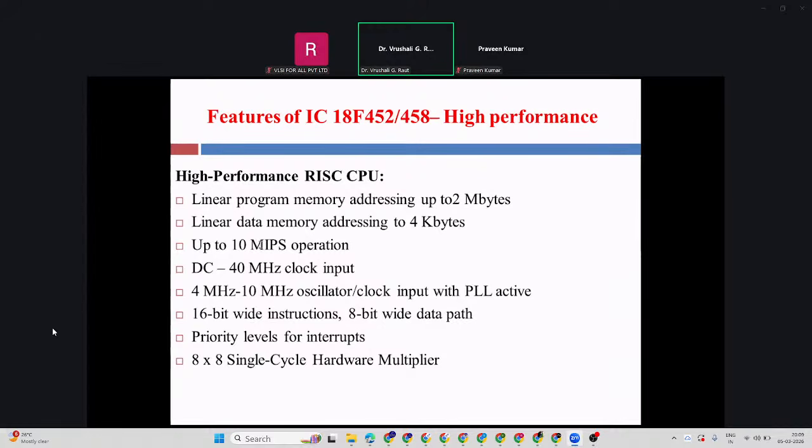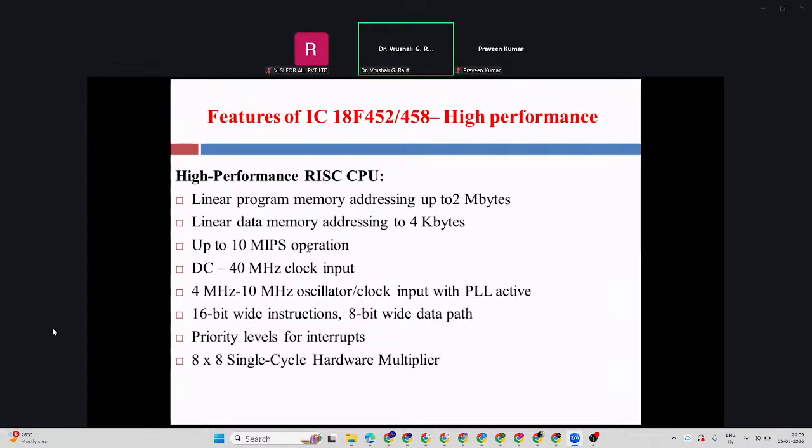Up to 10 million instructions per second operation. Right? Up to what? 10 million instructions per second. This is one unit of calculating the speed of operation. So this much is the speed of operation. In 8051, we are not calculating generally by MIPS. Here, it is the high performance.